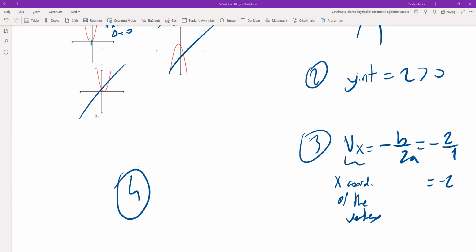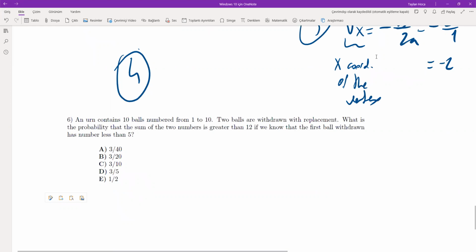Okay, let's do some probability. This year, I think you are going to have fewer probability questions. Maybe good news for many students.